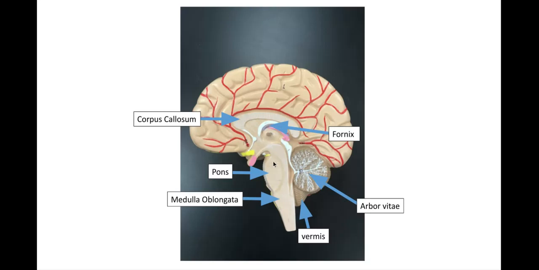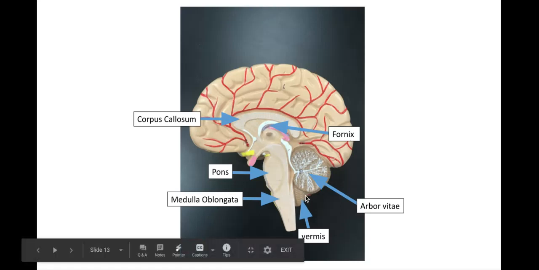If we go over here, we see these little tree-like structures called arbor vitae. Arbor vitae is the white matter that is inside of our cerebellum. Then if we keep going down our cerebellum, there's this little lobe added on structure that's called the vermis. And then if we look at this enlarged section here, that's called the pons. And then down is the medulla oblongata.